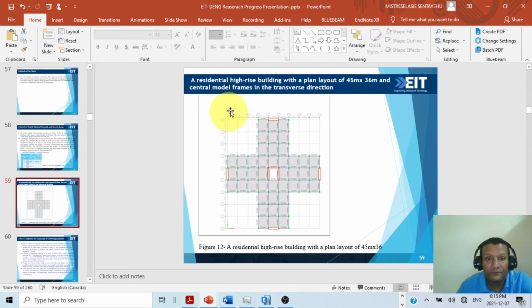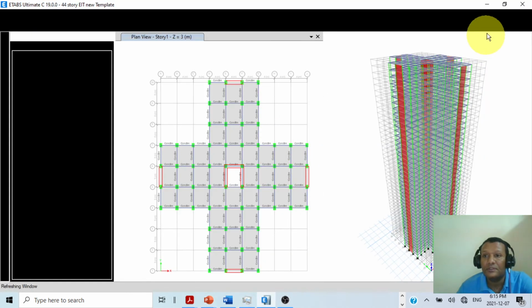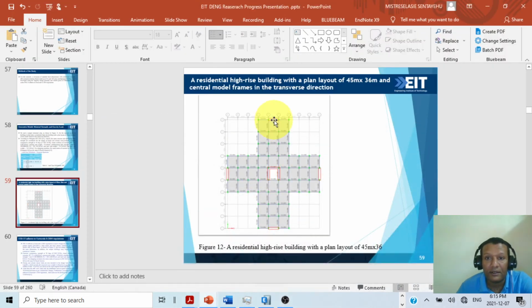Okay, so this is the floor plan of our building. This is the model, as I showed you, around 45 by 36 meters. This is the shape.